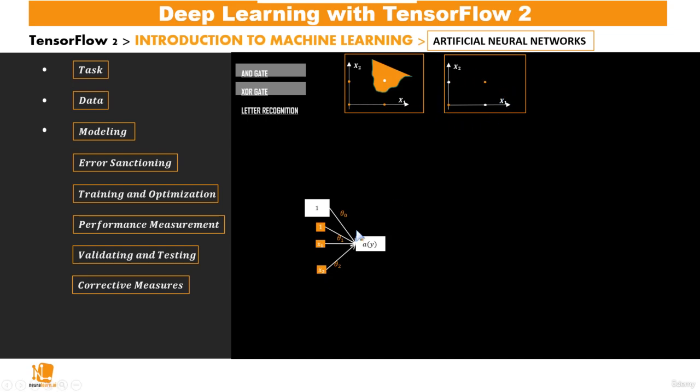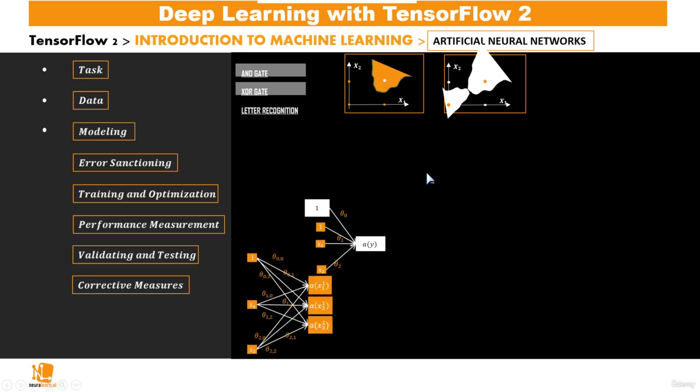No matter what value we select for theta 0, theta 1, and theta 2, we won't be able to come up with a function which can separate this region such that these two inputs are seen as an output 0 and these two as output 1. Hence the need for a model which can understand this kind of more complex data sets. So with this, we introduce you to neural networks.